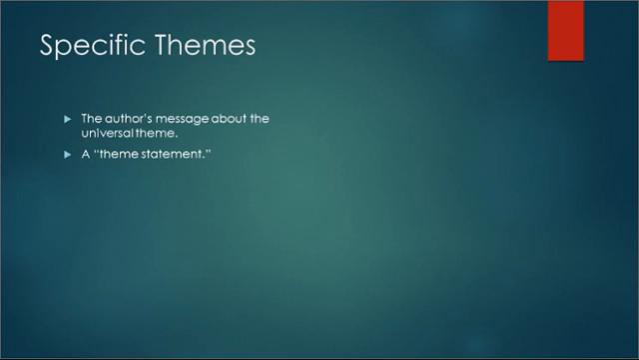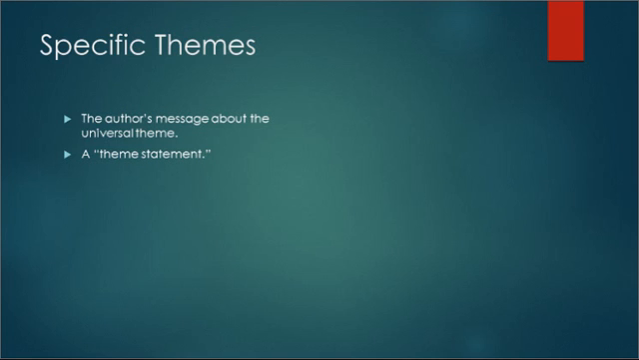Specific theme, once we've identified the universal or general theme, is what is the author's message about that big idea. This is the traditional theme statement. What does the author believe about, fill in the universal theme here? What is the author's thought on love? What is the author's thought on family? What is the author's thought?